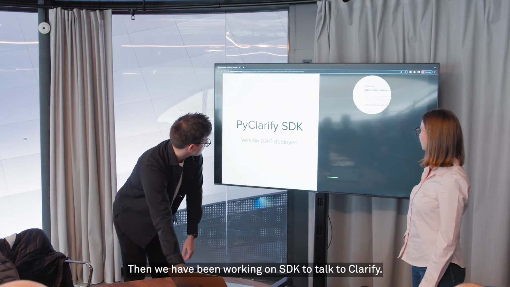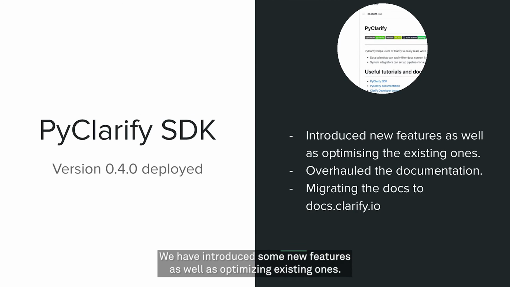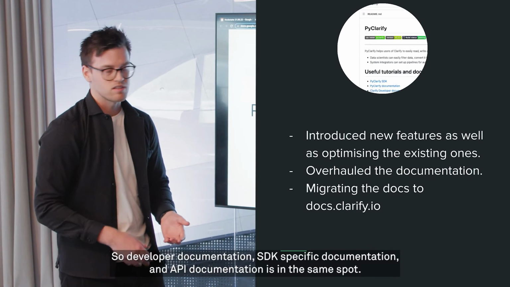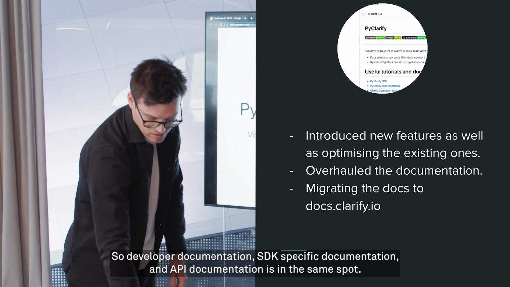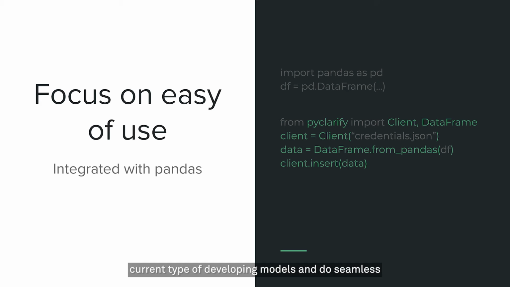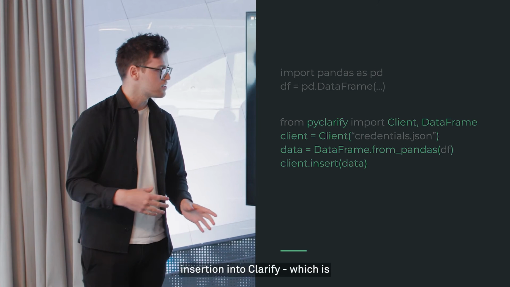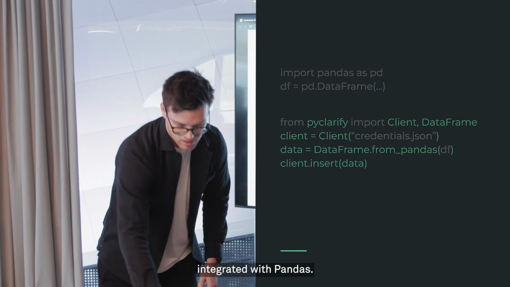which is CO2 level by cars only on the weekend, for example. Then we have been working on the SDK to talk to Clarify. We have introduced some new features as well as optimizing existing ones. And also the documentation is now all in one place. So developer documentation, SDK specific documentation and API documentation is in the same spot. So we really focused on the ease of use here so that you can still use your current type of developing models and do a seamless insertion into Clarify, which is integrated with pandas.